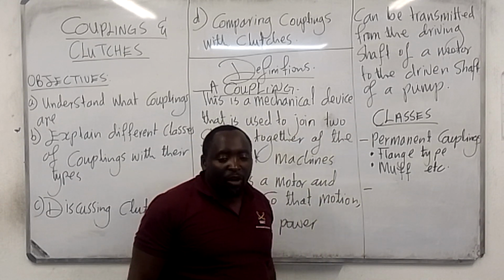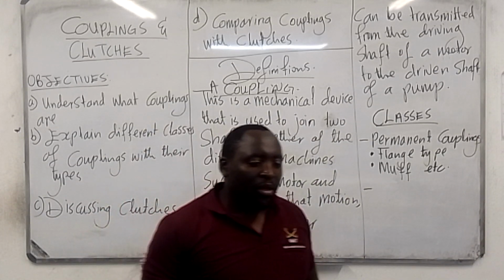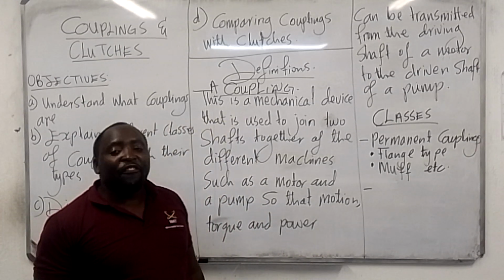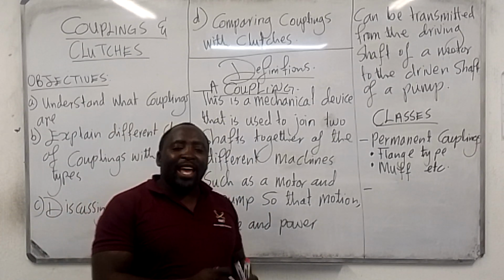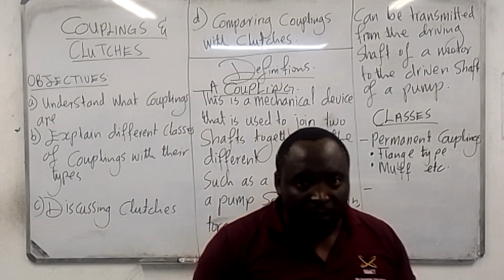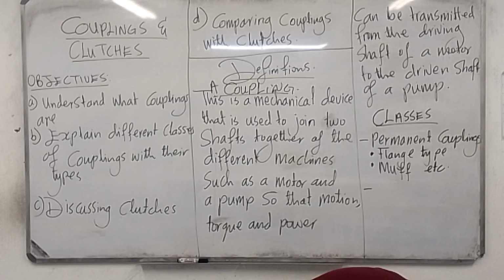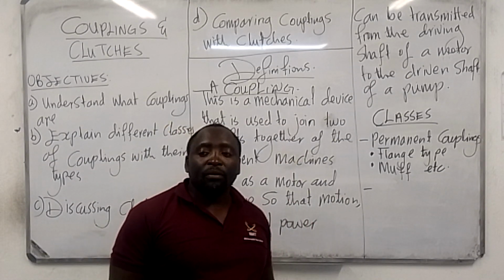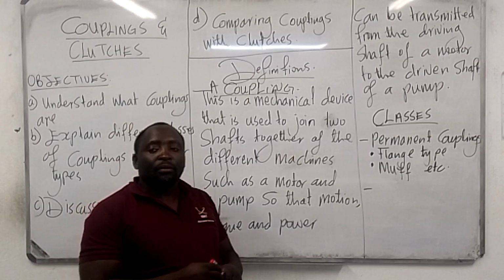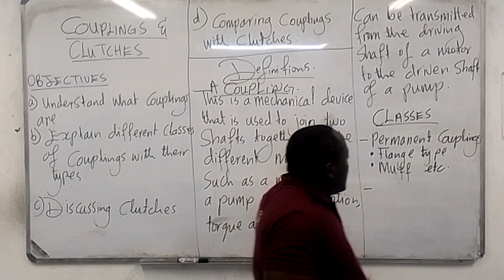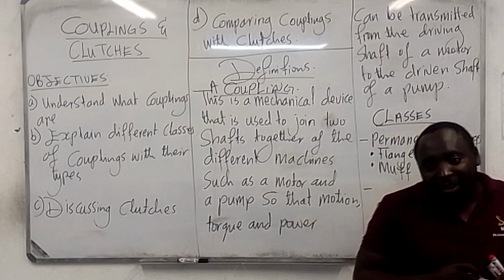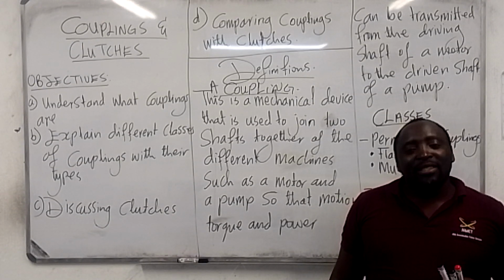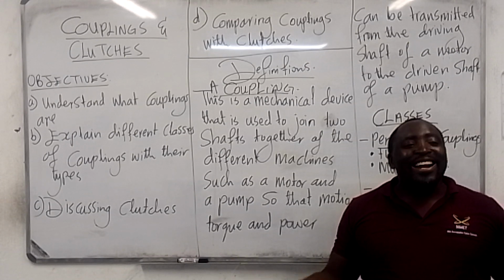So when we are talking of permanent couplings, the example is the flange type. Why are they called permanent couplings? Because you put them on and you don't take them off unless they need to be replaced. You put them on and you leave them there, they only get taken off when they need to be replaced.